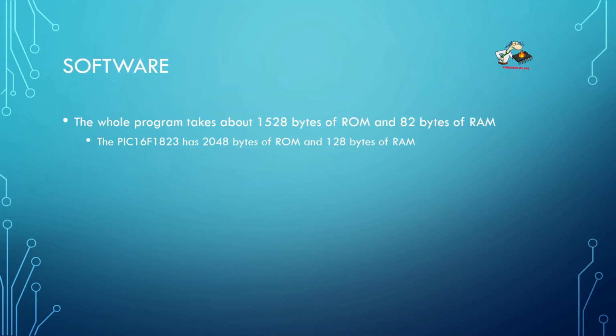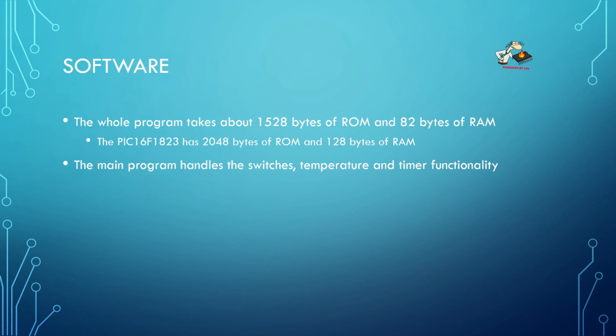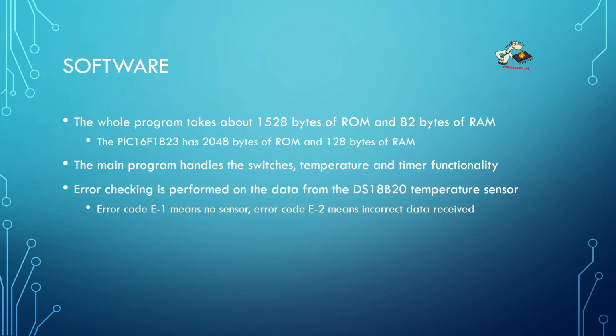So the software is about 1528 bytes of ROM and 82 bytes of RAM, and the PIC microcontroller can handle this because it has 2 kilobytes of ROM and 128 bytes of RAM. And the main program does all the work, so it handles the switches, it does the temperature control and the temperature measurement and the timer functionality. And also some error checking is performed. For example, if the DS18B20 sensor is not present, then the display will show the error code E1. And if there's an error in the data that was received from the DS18B20, then the error code E2 will be displayed.